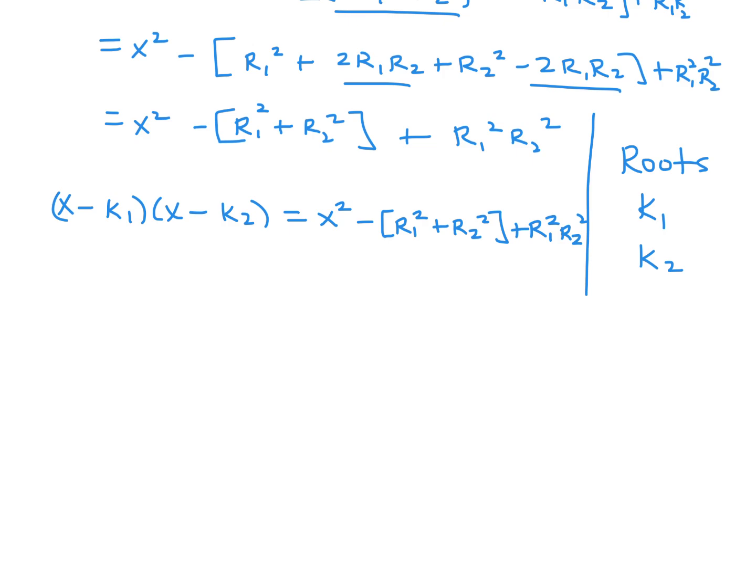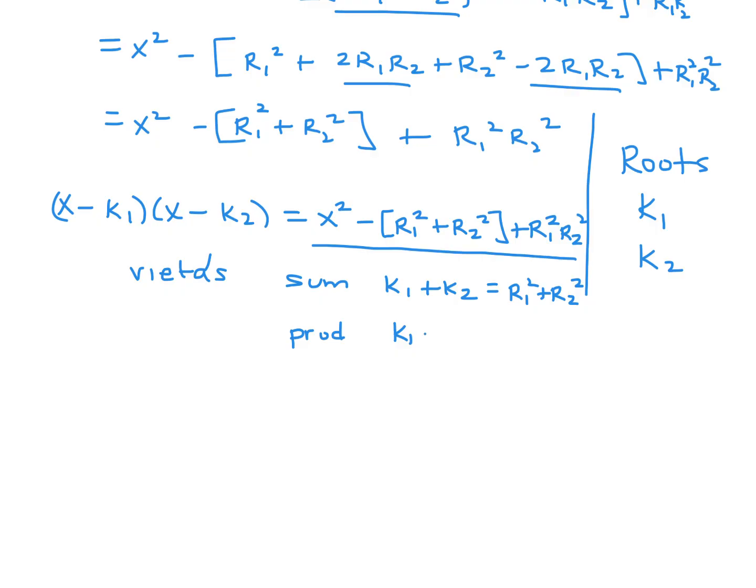That is correct. So I'm actually going to use Vieta's this time. It's just quicker, but you can do the expansion if you wish. From Vieta's, the sum of the roots, which would be K1 plus K2, is equal to minus B over A. So if you apply minus B over A here, it would be R1 squared plus R2 squared. Correct? Yeah, and then the product of the roots, which would be K1 times K2, would be C over A, which is just R1 squared times R2 squared. Correct? Yeah.